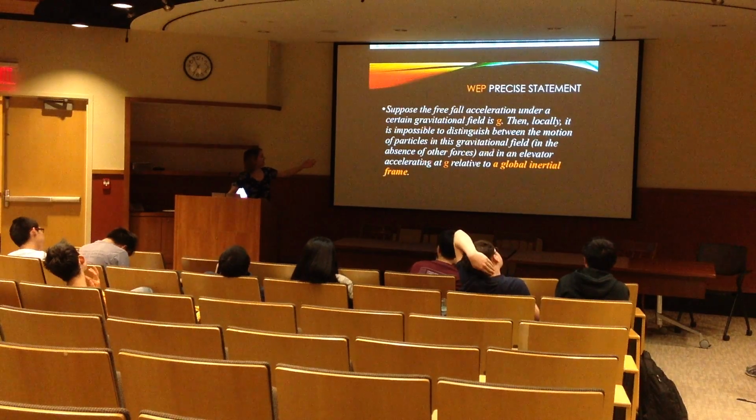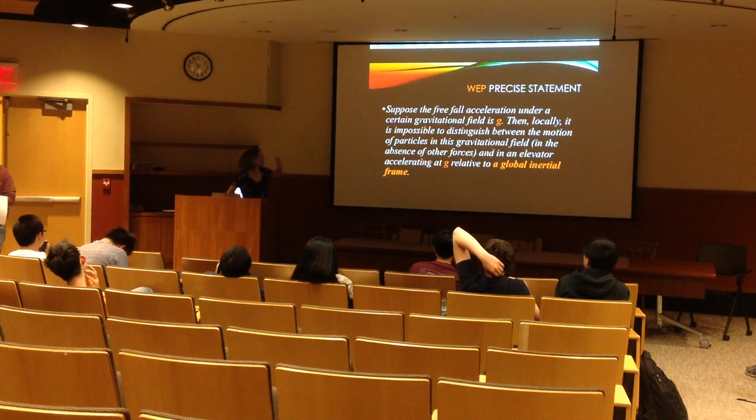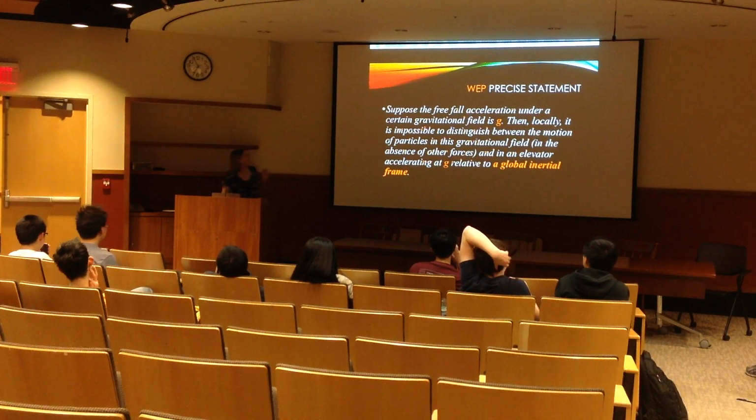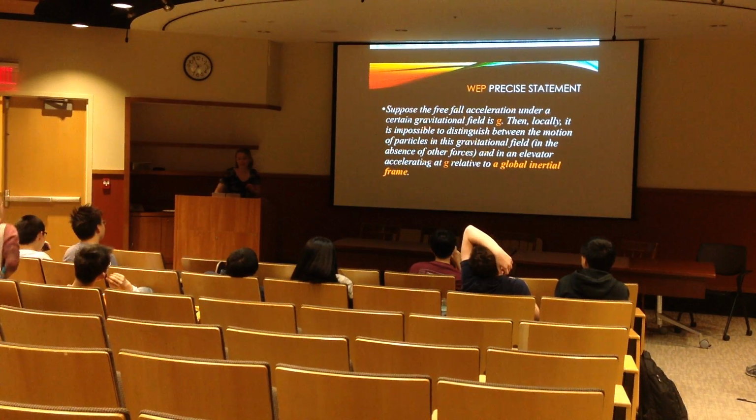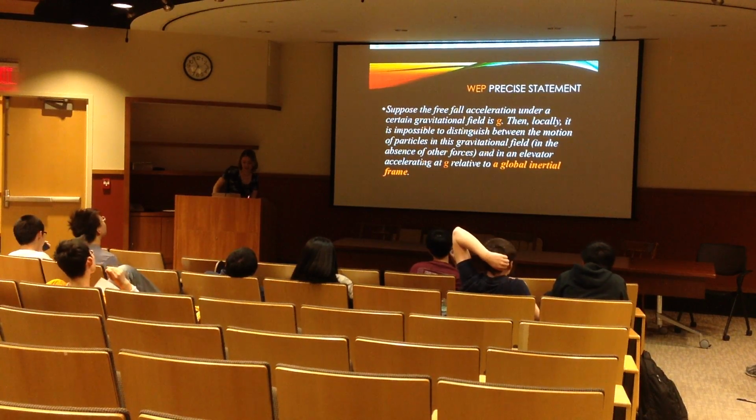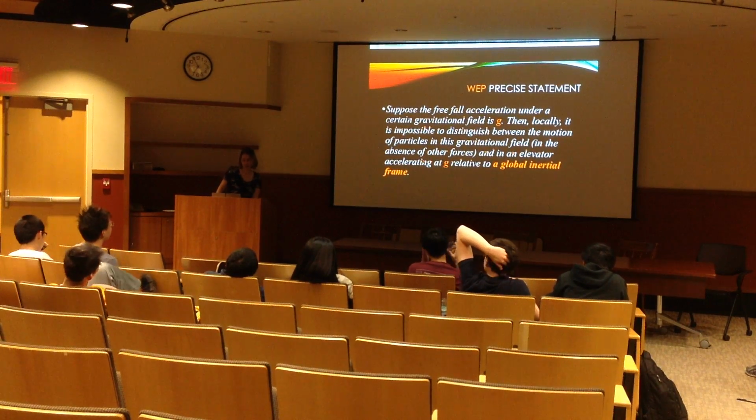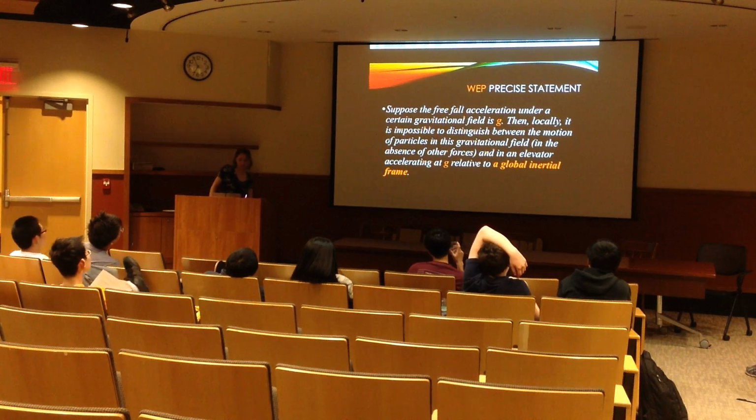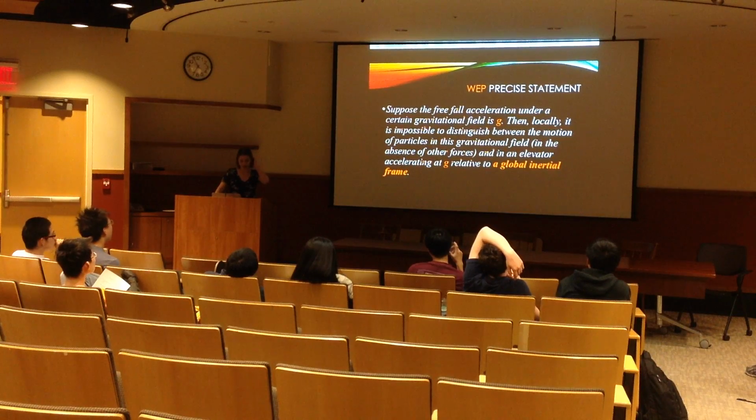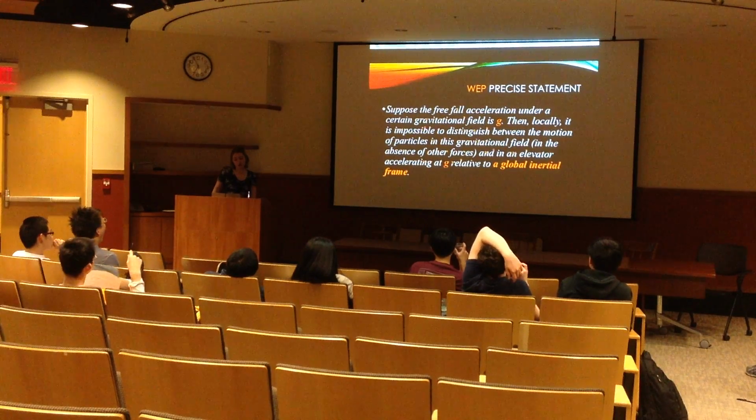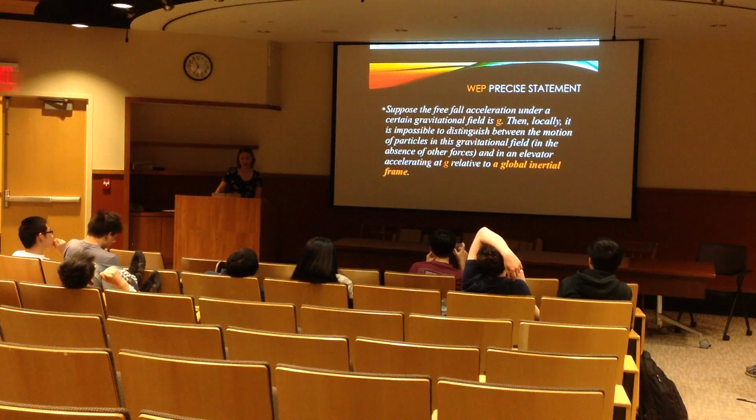Oh wait, I want to go through this one first. The formal statement of it is: suppose that the free fall acceleration under a certain gravitational field is g, then locally it is impossible to distinguish between the motion of particles in this gravitational field and in an elevator accelerating at g relative to a global inertial frame. So the reason why we have to say locally, does anyone have a guess?